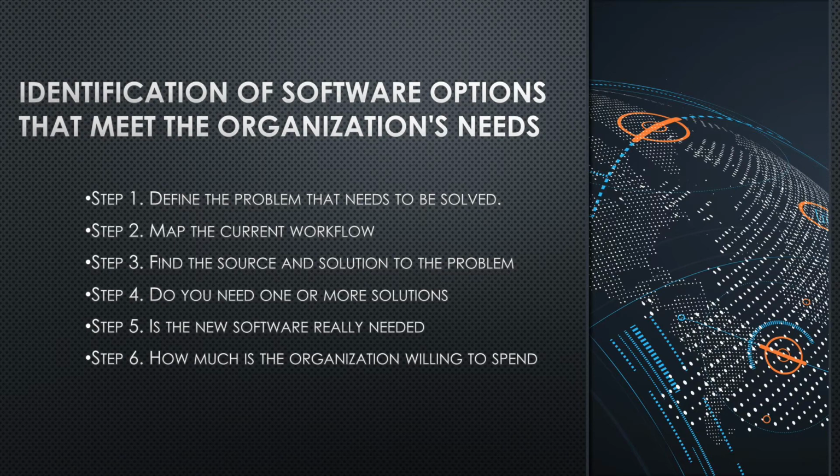Identification of software options that meet the organization's needs. There are several steps that the organization can go through in identifying the software options. The first step is to define the problem that needs to be solved. Step 2, map the current workflow. Step 3, find the source and solution to the problem. Step 4, do you need one or more solutions? Step 5, is the new software really needed? Step 6, how much is the organization willing to spend?